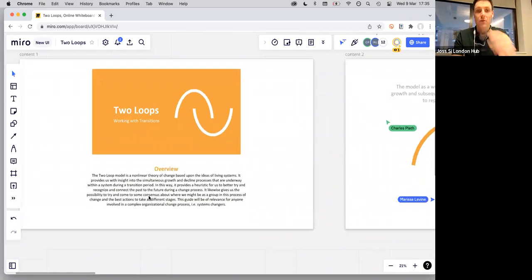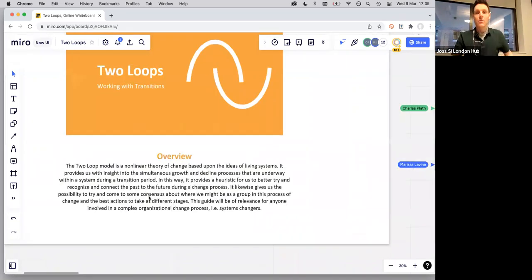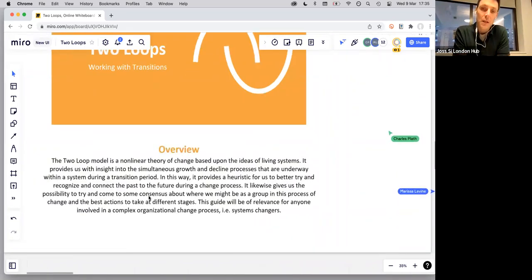The two loops model was developed by the Berkana Institute a number of years ago, and it's a theory of change, or a way of understanding transition and change processes within living systems, or at least it's based on the idea of living systems. It provides us with insight into the simultaneous growth and decline processes that are underway within a system during a transition period. In this way, it provides a heuristic for us to better recognize and connect the past to the future during a transition process.